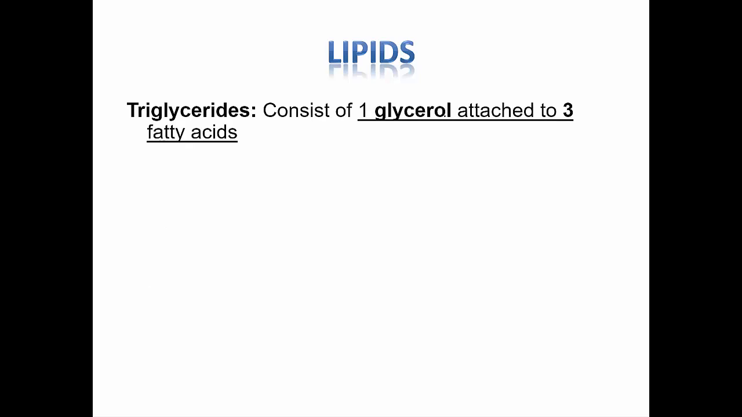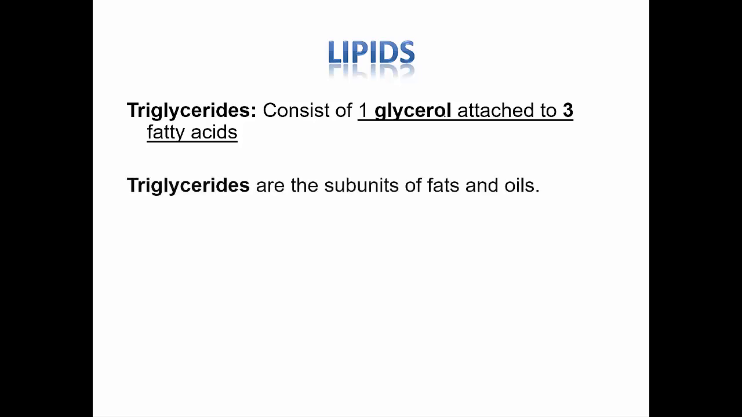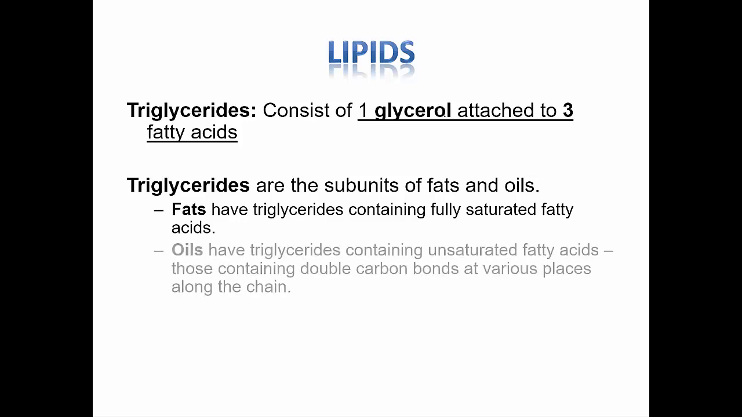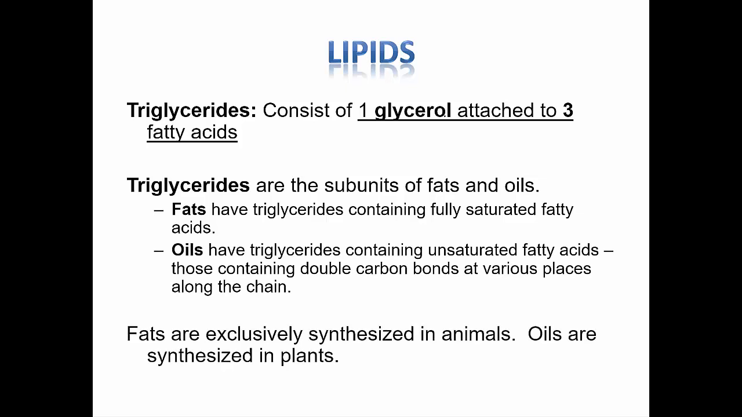Now, you don't really need to know this word triglyceride, but basically a triglyceride, which is another word for fat, consists of a glycerol molecule and 3 fatty acids. So triglycerides are basically the subunits of fats and oils. Fats have fully saturated fatty acid chains, which we'll show you a picture of in a minute, while oils have unsaturated fatty acid chains. And fats are exclusively synthesized in animals, while oils are synthesized in plants. Although we do synthesize oils as well, but not for energy storage.